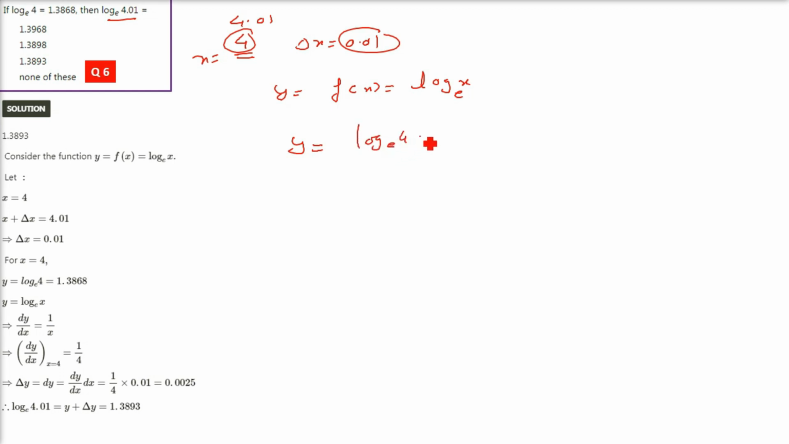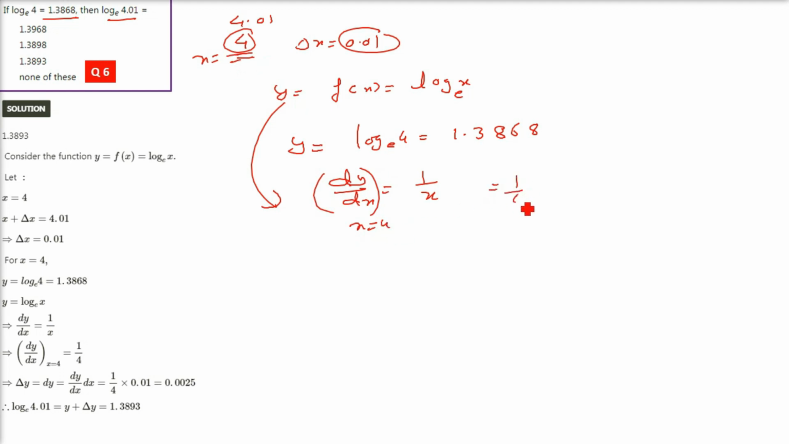Then we have log 4. Now what is log 4? It's already given in the question. It is 1.3868. This is your y. Now let us differentiate. dy by dx of log x is 1 by x. So dy by dx at x equals 4 is 1 by 4.